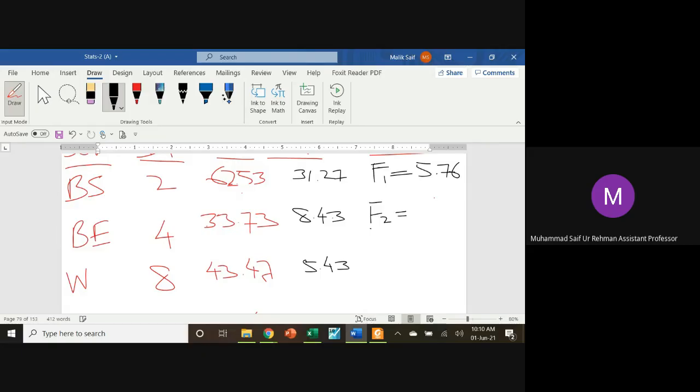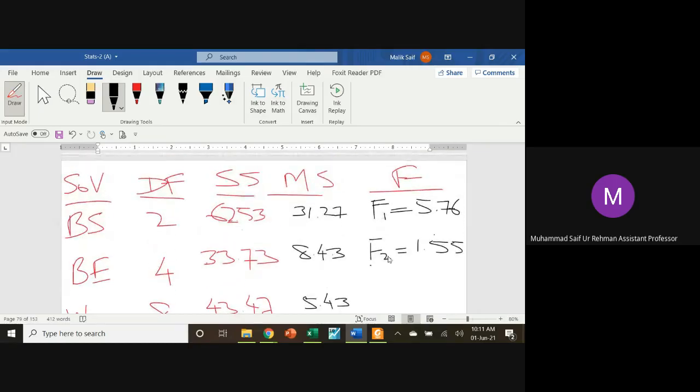And what is F2? For F2, you have to take this value, estimated variance from between employees, divided by estimated variance from within employees. So this is the same value: 8.43 divided by 5.43. What is the answer? 1.55 if you take up to 2 decimal points. Okay, so F1, F2 are there. These are the two required values that we have to find out.